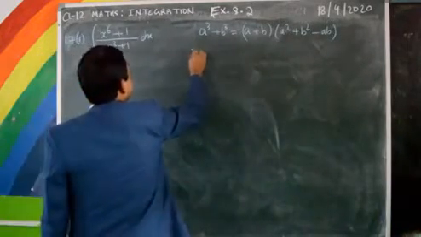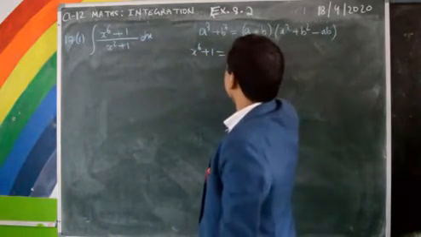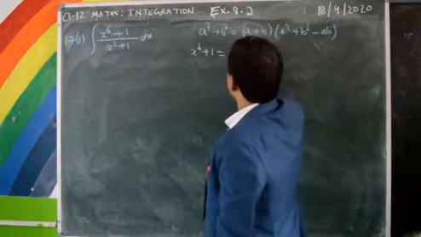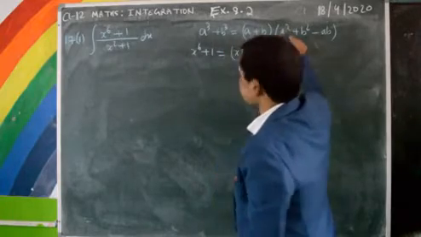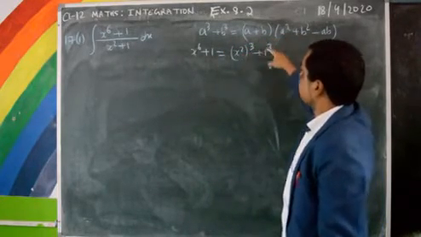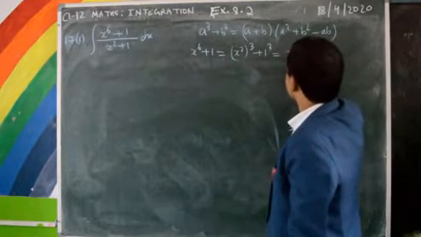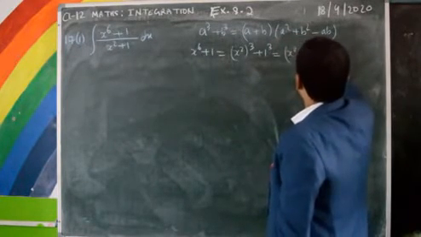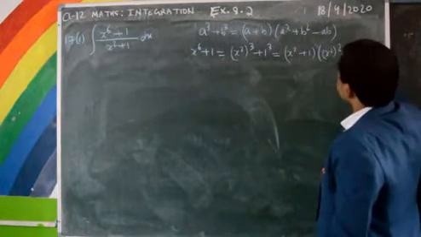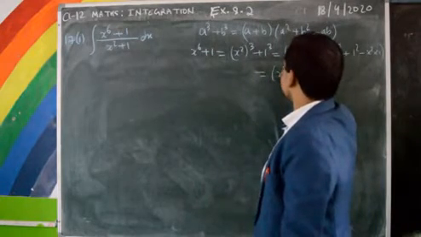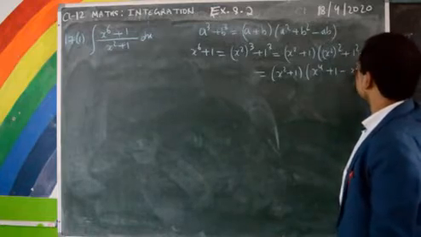Now convert this x to the power 6 plus 1. Break this power: x square cubed, 2 times 3 is 6, plus 1 cube. Then use the a cube plus b cube formula. The formula is already there. Replace a by x square and b by 1. Then this equals x square plus 1, then x square squared, then 1 squared, minus x square into 1. Now simplify this formula: x square plus 1, x to the power 4 plus 1 minus x square.